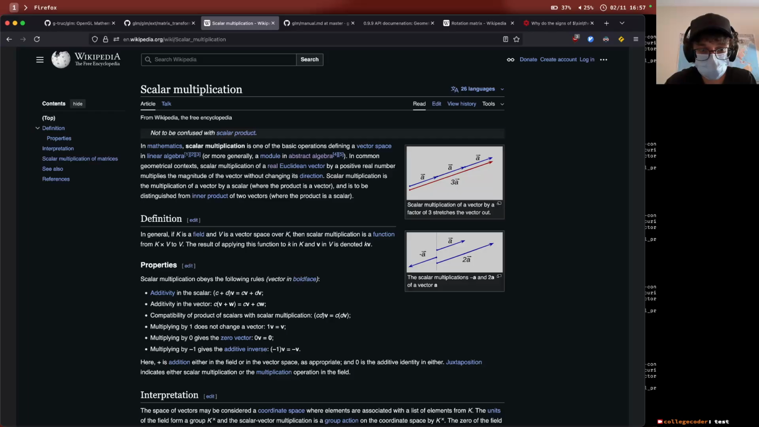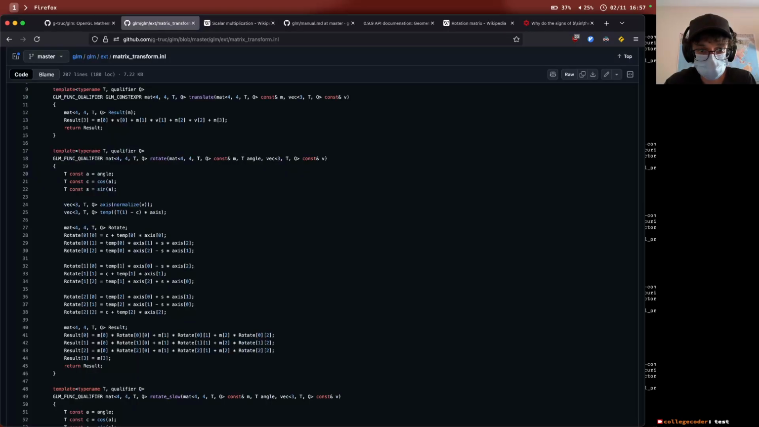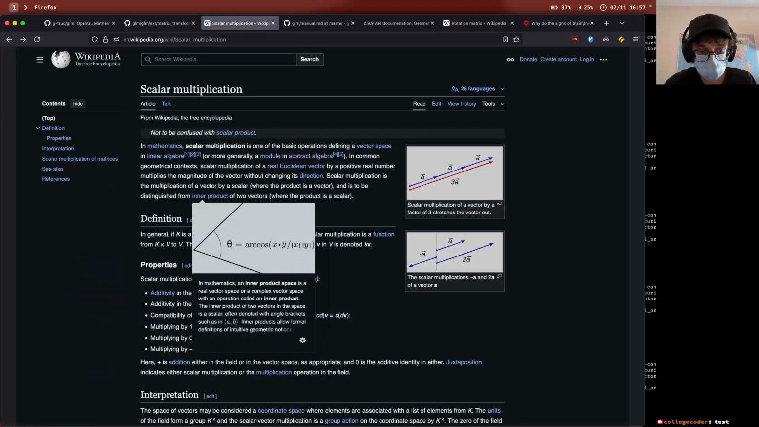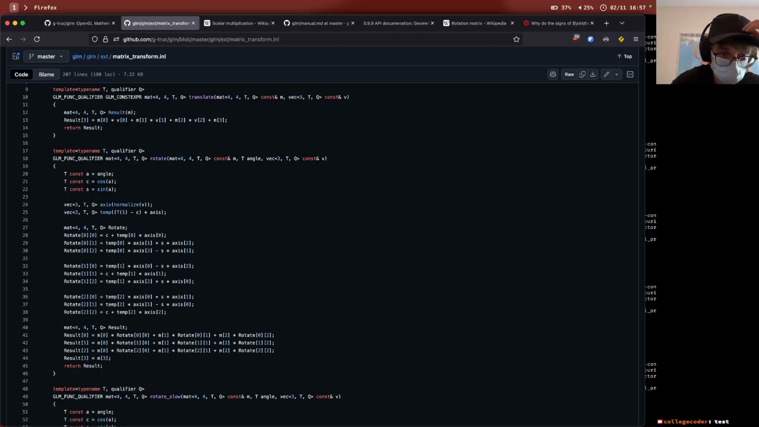In a common geometrical context, scalar multiplication of a real Euclidean vector by a positive real number multiplies the magnitude of the vector without changing its direction, and is to be distinguished from the inner product of two vectors where the product is a scalar. Right, of course. So that gets us the scalar multiplication, and it yields some value. Not quite sure about the way they do this, but yeah, let's keep reading.